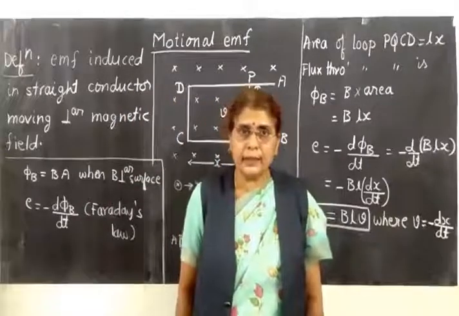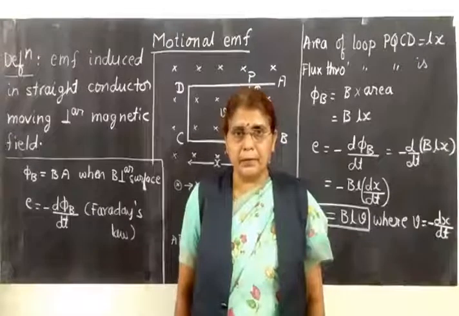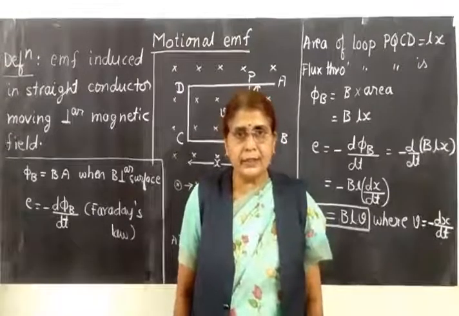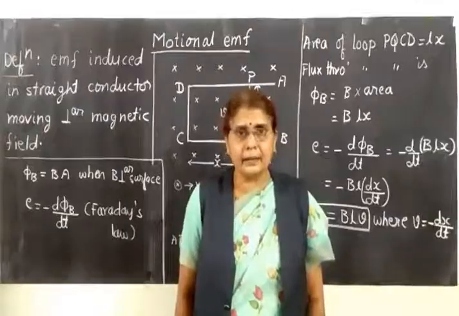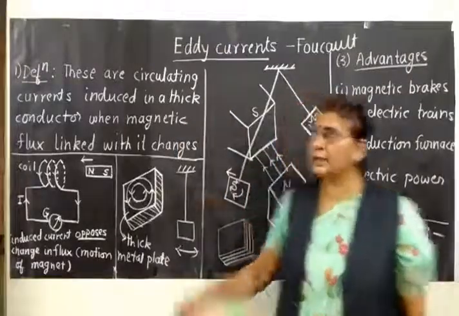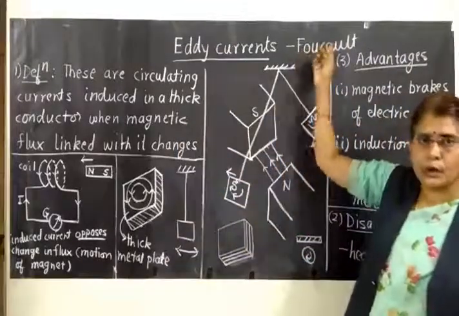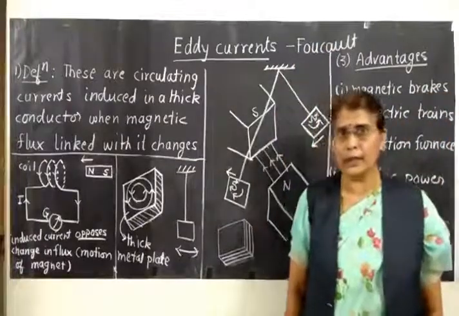So these are the 2 points regarding the motional EMF. Now the next point we shall discuss is eddy currents. These eddy currents were discovered by the physicist Foucault, so they are also called Foucault currents.